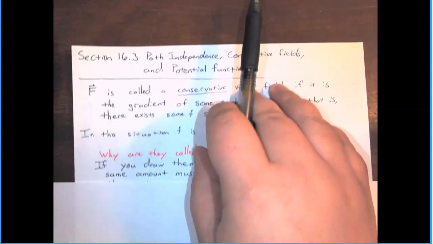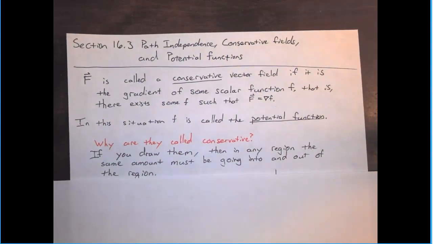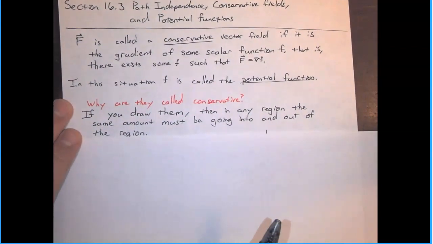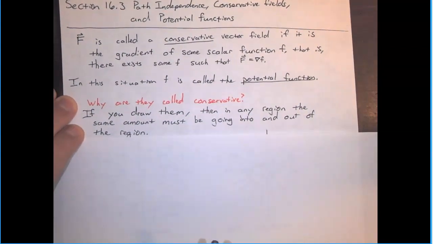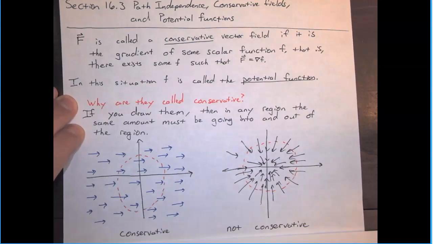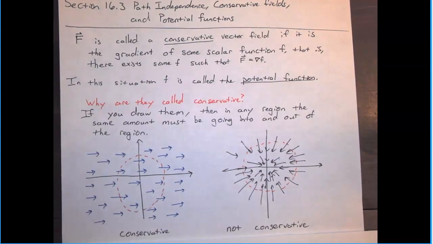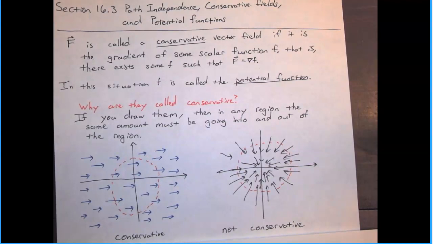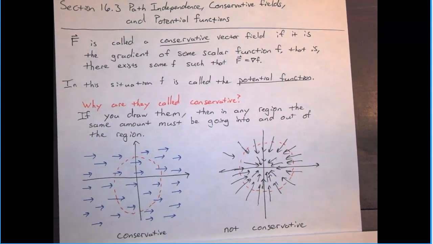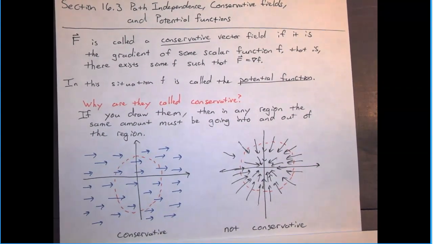So why do we call these vector fields conservative? It has to do with conservation of energy. If you draw a conservative vector field, and then you draw any region where the conservative vector field is defined, you'll have the same amount going into that region as coming out. In other words, the vector field is pushing the same amount into the region that it's pushing out.